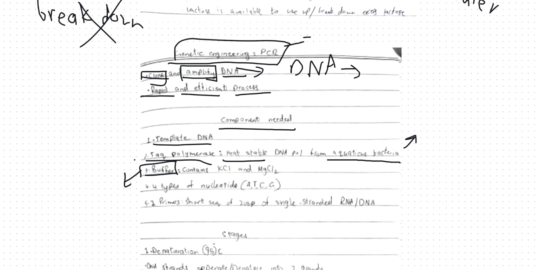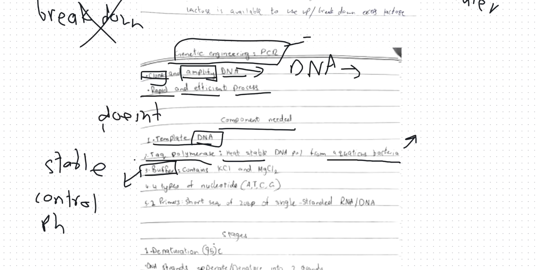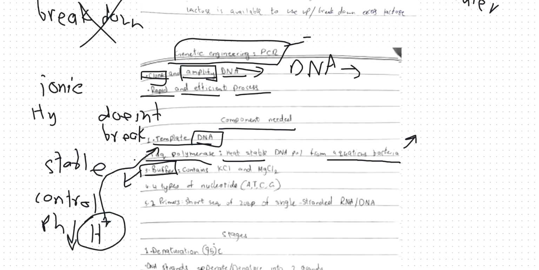Buffers control the pH. You want a stable pH so that the hydrogen bonds of DNA don't break. Because remember that if the pH becomes too low, then the hydrogen bonds can break, because low pH means you have high H plus concentration. This can affect both the ionic as well as the hydrogen bonding. So pH can result in these two changes, ionic changes and hydrogen bond changes. So yeah, this is why a buffer is used. A buffer contains KCl and MgCl2.